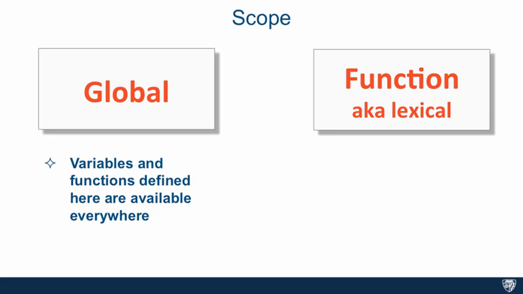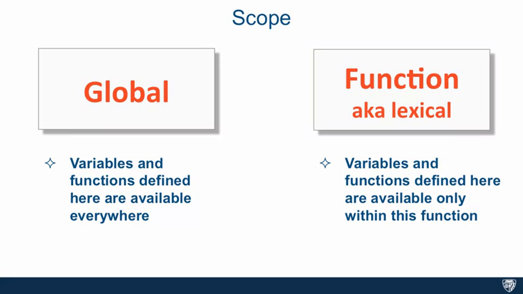Now, variables and functions defined in a global scope are available everywhere, meaning any other functions that are defined in a global scope and so on can get access to these globally defined functions and variables. As far as function and lexical scope, variables and functions defined here are available only within this function. And you heard it right. You could define functions within other functions. And those newly defined functions have a way to get at its outer function variables and functions. Which leads us to the next topic, the scope chain.